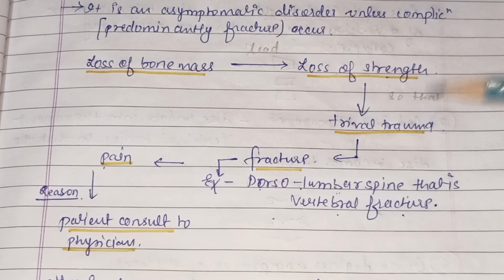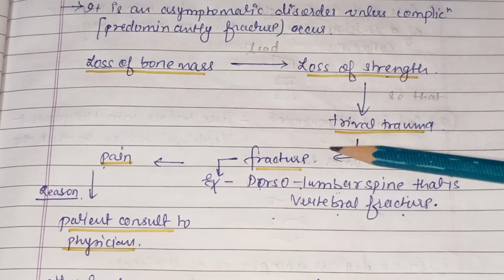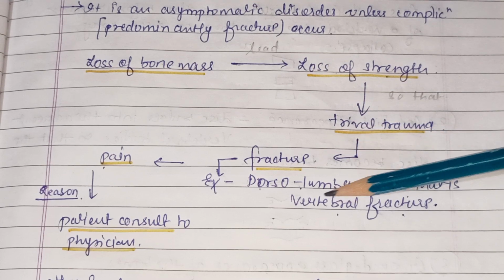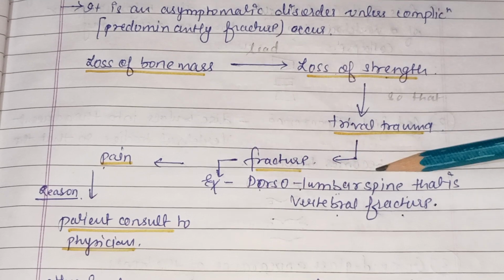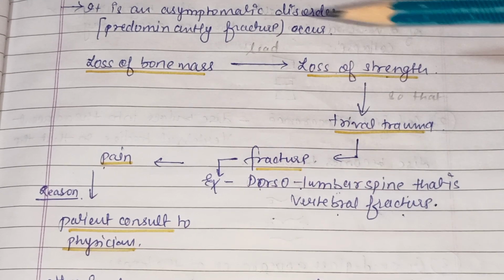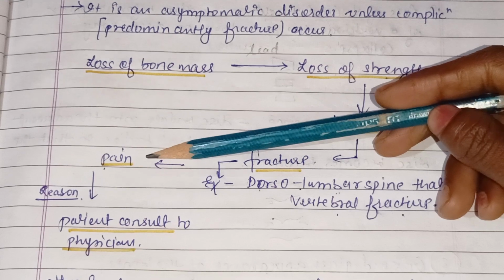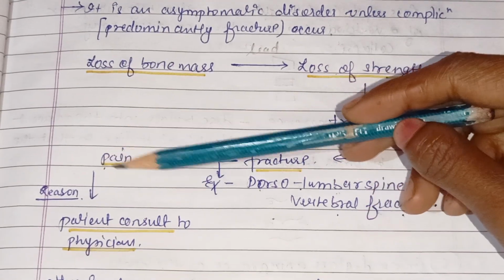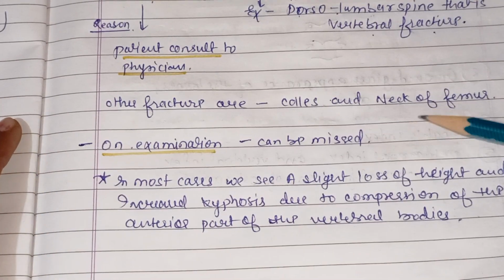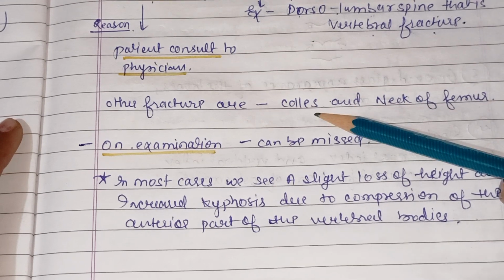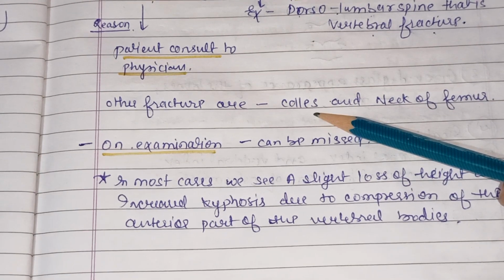strength of the bone, so that even a trivial trauma or a prick in the bone can cause a fracture of the bone. The vertebral fracture is very common in the dorso-lumbar spine. So the fracture gives pain to the patient, and that is the reason why the patient consults the physician. The other fractures are Colles and neck of the femur. Colles fractures are wrist fractures, or maybe we can say distal fractures.